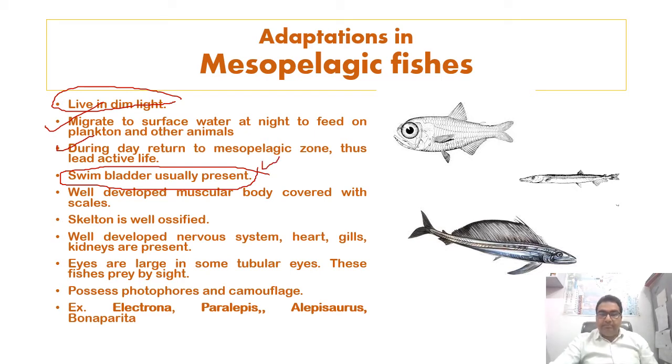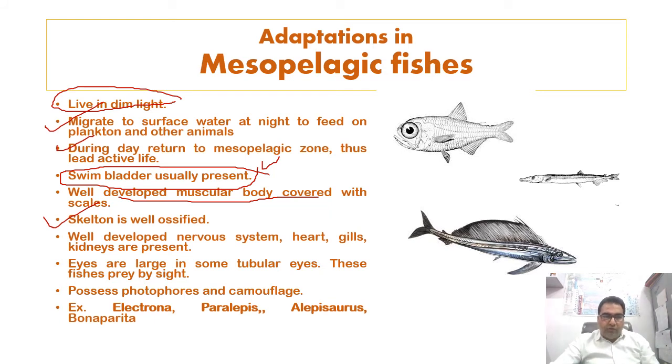Now please mind it that in the next slide you will find that there is no swim bladder, and they have a well-developed muscular system. A well-developed muscular system is seen in the case of the mesopelagic fishes. The skeleton is also well ossified. Now why is the skeleton well ossified? Because the penetration of the light is there, so calcium deposition in the bone can take place, so that is why they have a well developed ossified system.